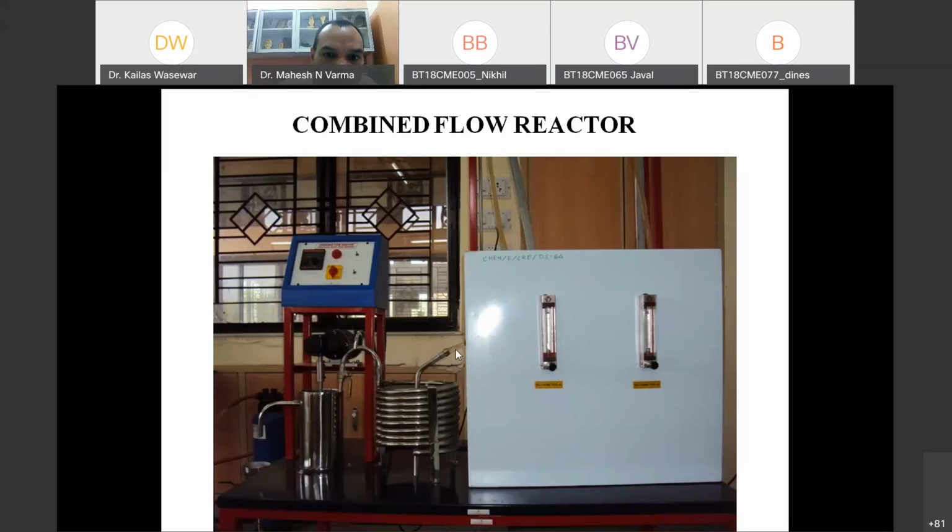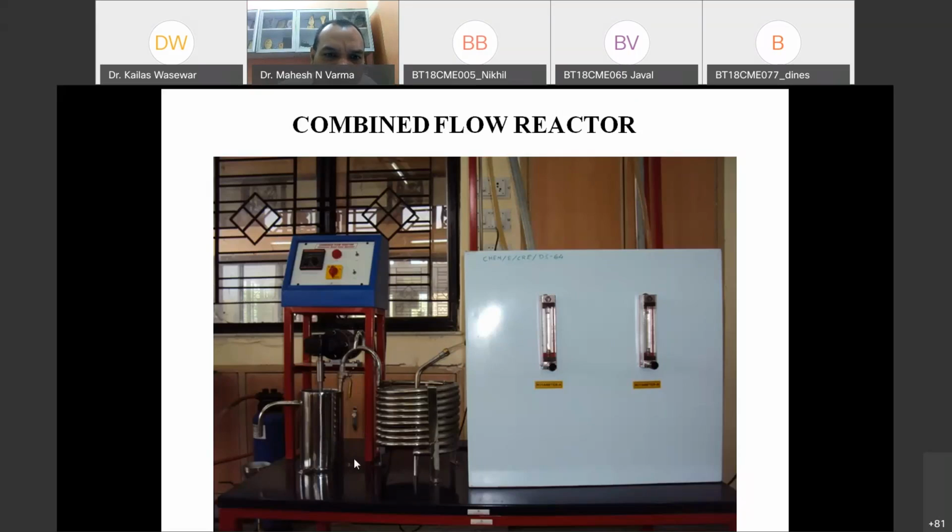Both flows go into mixing here and then into the plug flow reactor first, and then it goes into the CSTR. The reaction will happen in this PFR and CSTR, and then the sample will come here. So this is the overall front view of the combined flow reactor.